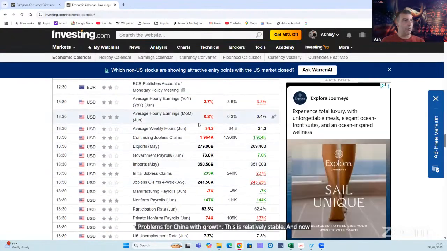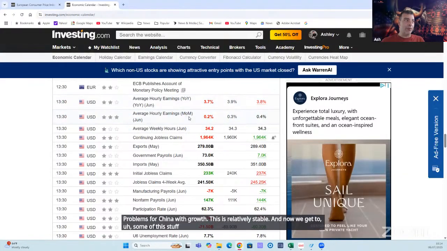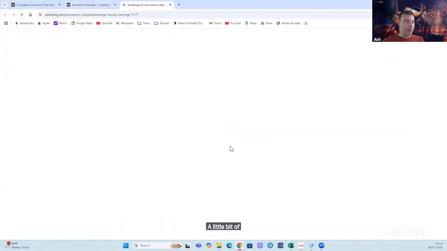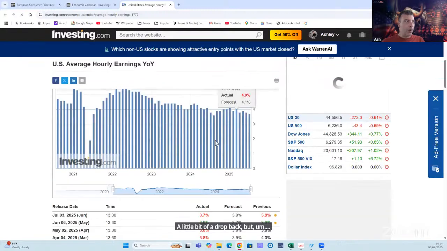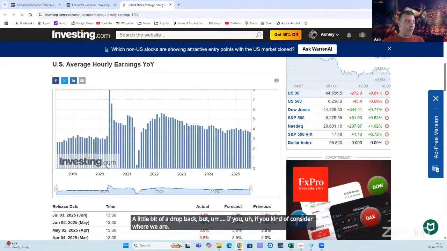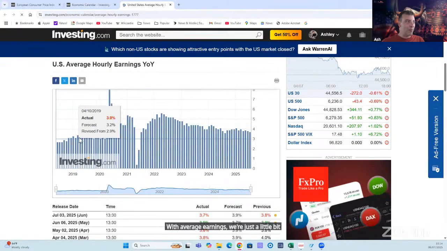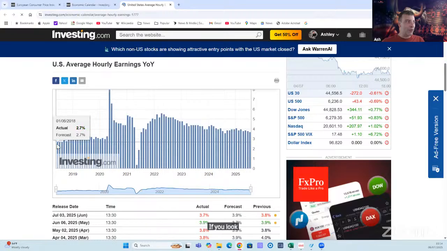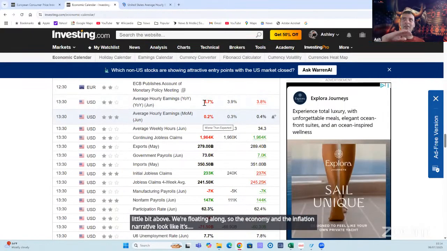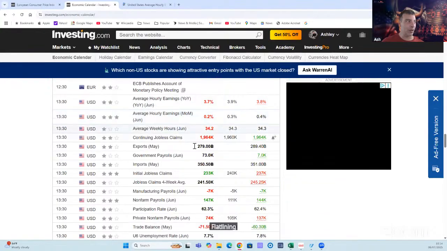And now we get to some of this stuff as well. So again, we want to look at the average earnings because the average earnings are telling us about inflation. A little bit of a drop back, but if you consider where we are with average earnings, if you look back here and look where we are now, we're just a little bit above. We're floating along. So the economy and the inflation narrative look like it's flatlining, really. It's not getting any better, any worse.